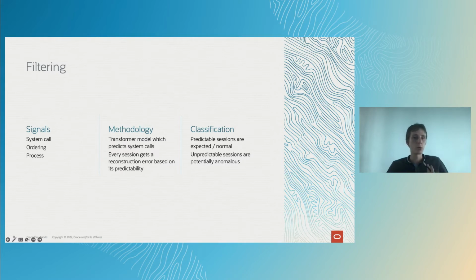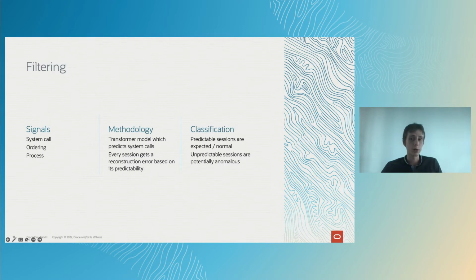This transformer model has been trained to predict what is normal behavior of a session. And because it has been trained to do so, we can give it a session and hide a few of the system calls. And then we can ask it, can you predict what should have happened? And the model will predict what should have happened based on what a normal session would have done. And so from this, we can get some kind of reconstruction error.